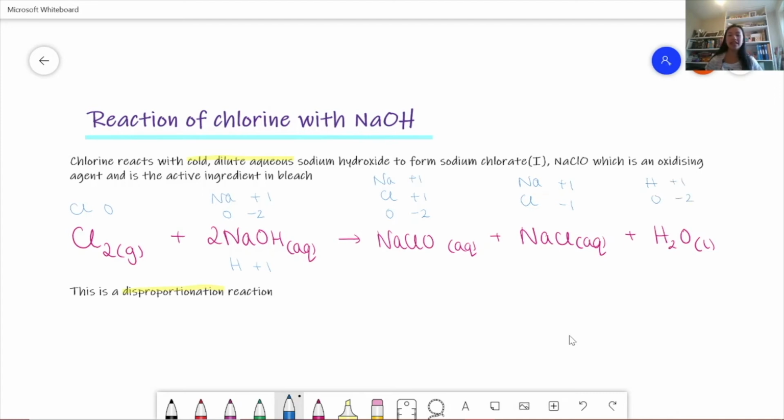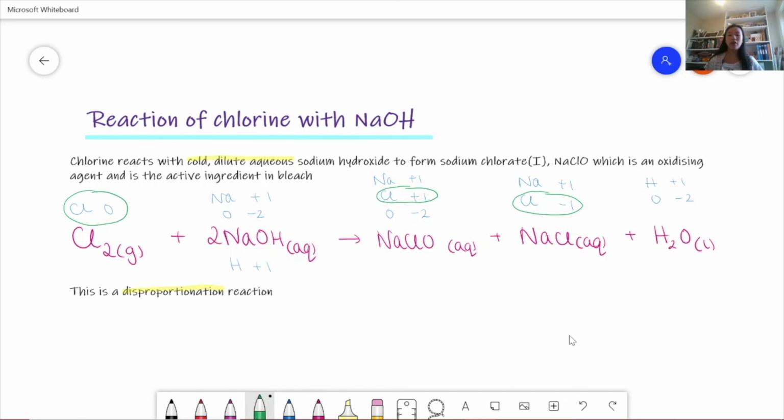And so you can see that we go from chlorine with an oxidation number of 0 to a chlorine with a +1 and a chlorine with a -1. And so again, we have oxidation and reduction happening at the same time in the same reaction.